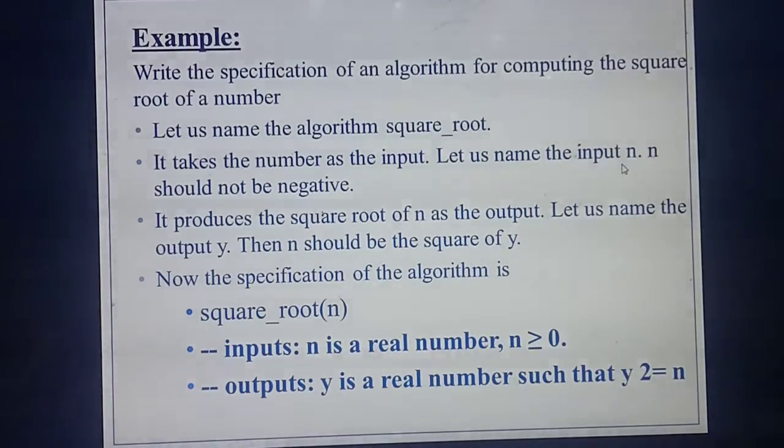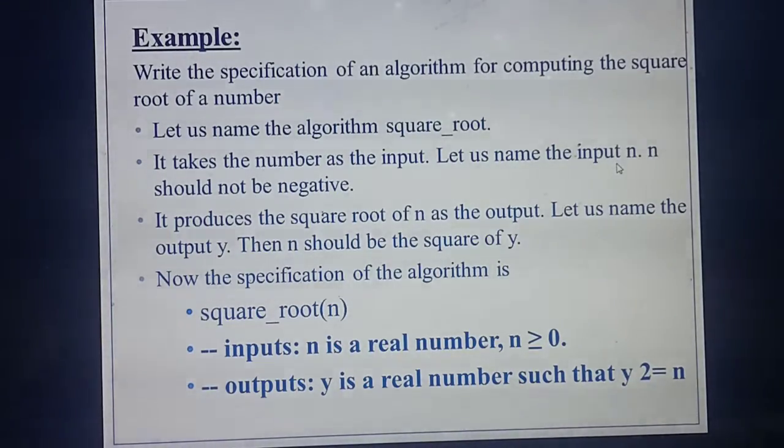Understood? First line over now students. So what's the first line? To write the specification algorithm you should name the algorithm. The name of the algorithm is followed by the input. So what's the name of the algorithm? Square root. What's the input you are giving? N. Okay. Then what's the second line you need to write?